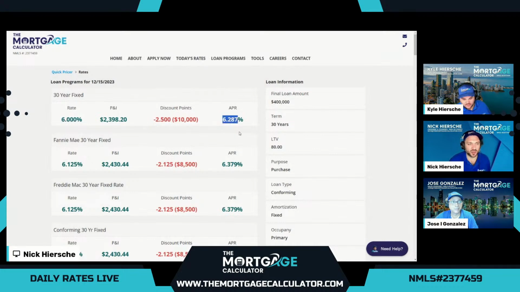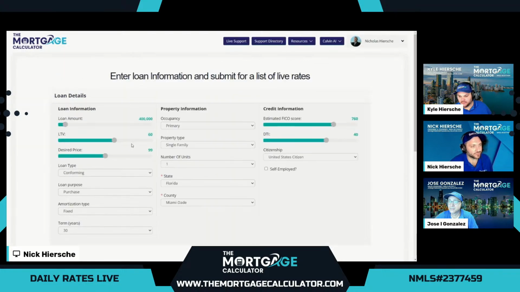Puts the APR at 6.287. Just about a month ago, we were up over closer to 8. So these are amazing changes that have been happening with the rates dropping like a rock. Definitely recommend all the customers out there that have been considering to get started shopping.